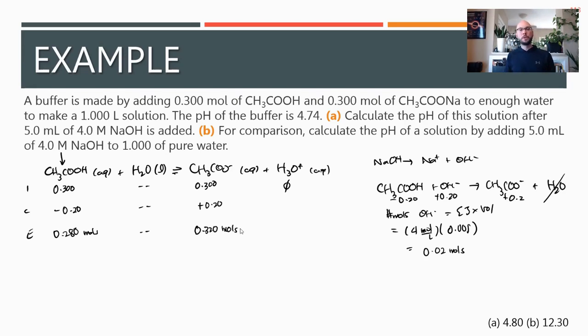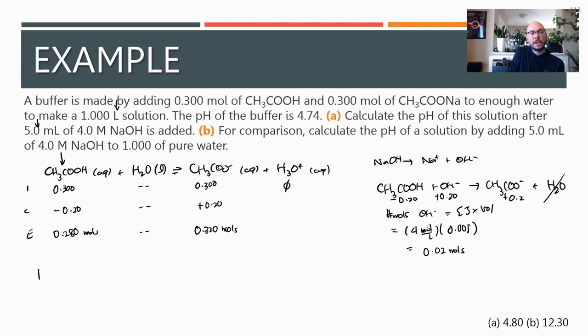Now, normally we would account for a volume change here. We've got 1 liter of solution and then 5 milliliters. So our new volume would be 1.005, and we could take these two numbers and divide by that. But in the end, it's not going to change it enough for it to be significant. So we're just going to use these values and assume that the volume essentially is still 1 liter.